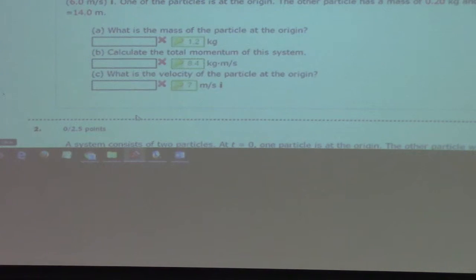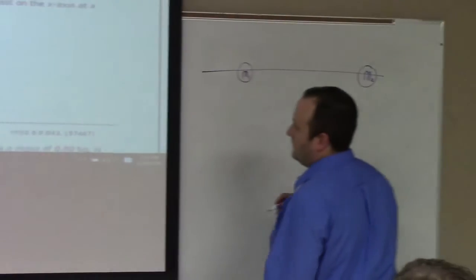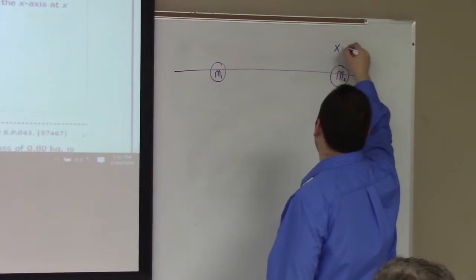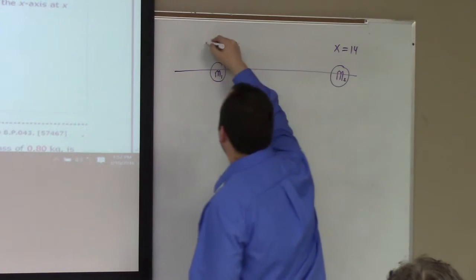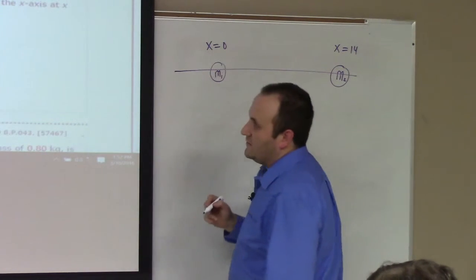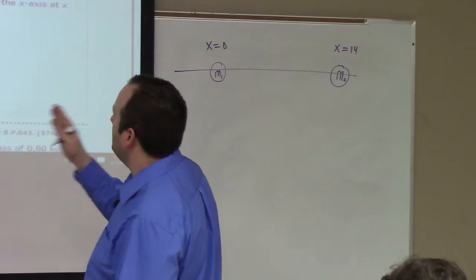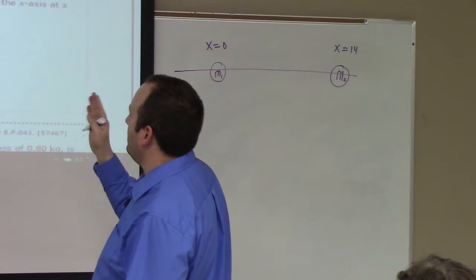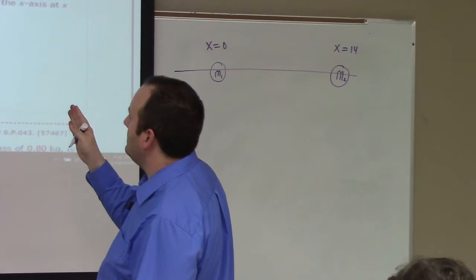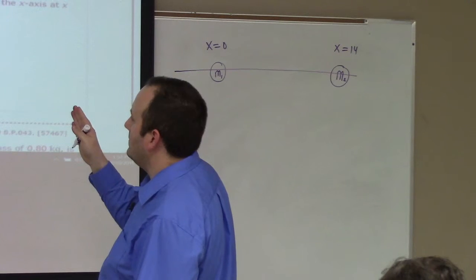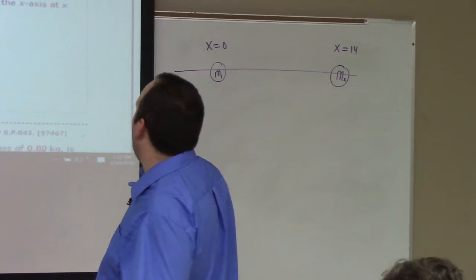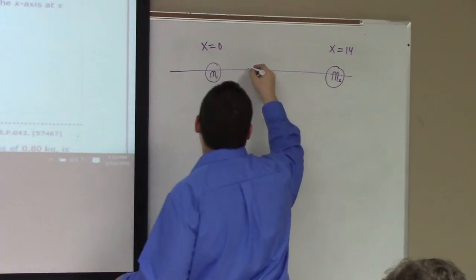So the picture looks something like this. We've got this mass at the origin, let's say M1. We've got M2 out here at x equals 14, right? This is at x equals 0. What else do we know? Oh, the center of mass is at 2 meters, right? So the center of mass is here.